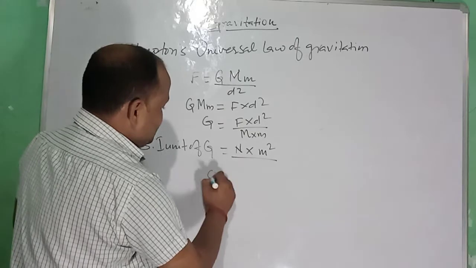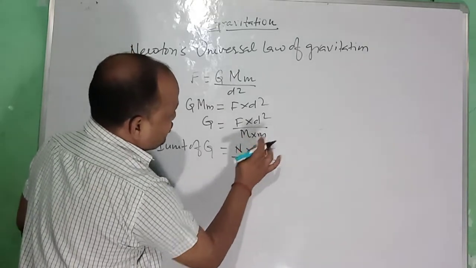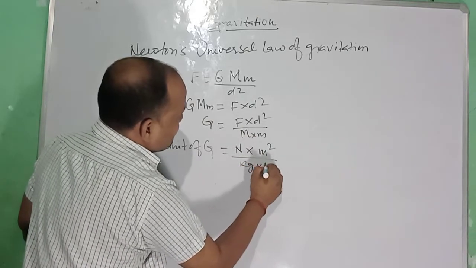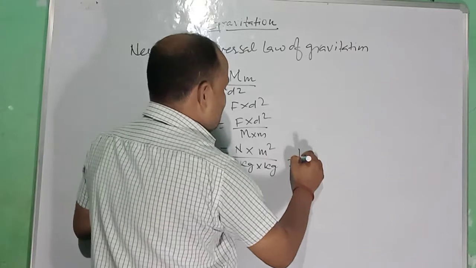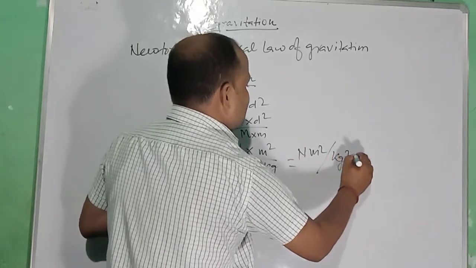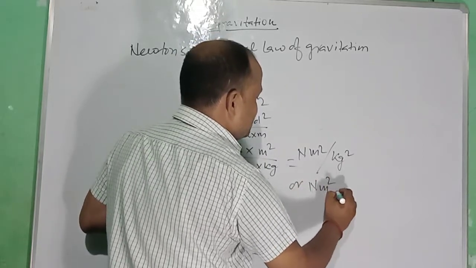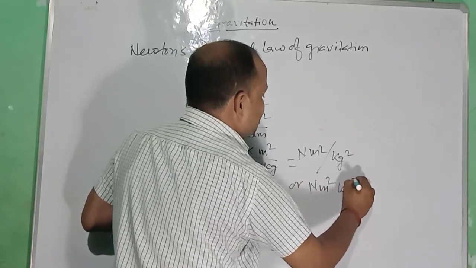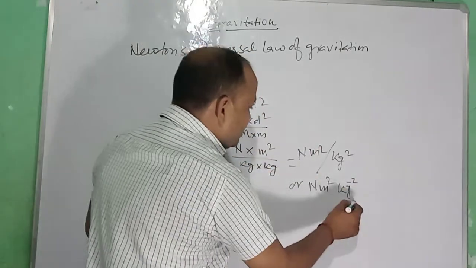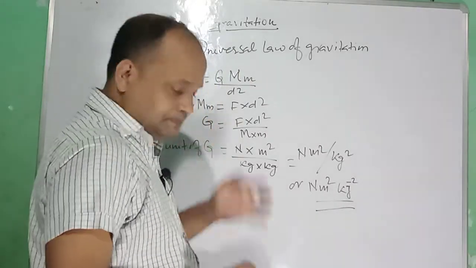Now G is equal to, here meter square, into mass into mass, the unit of mass is kg into kg, is equal to Newton meter square per kg square, or you can write Newton meter square kg inverse square. Both are the same thing. So this is how we have got the unit of gravitational constant G.